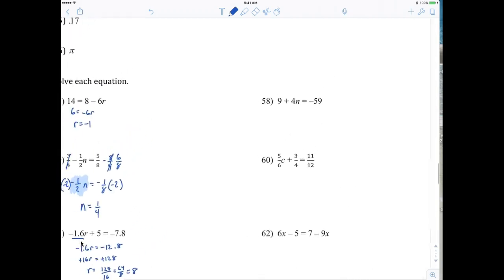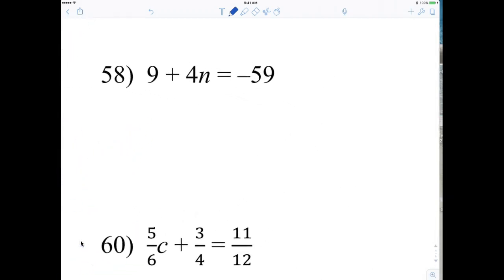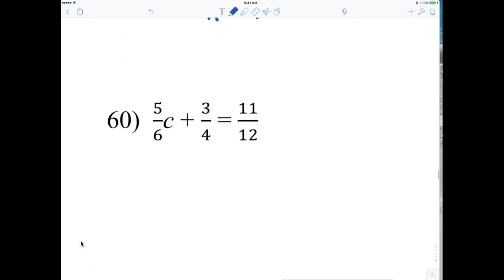Let's go back up here to 58. So 4n is equal to negative 68, because that's a positive. So n is equal to negative 17. Everybody happy with that so far? All right, now we're going to practice another fraction problem.